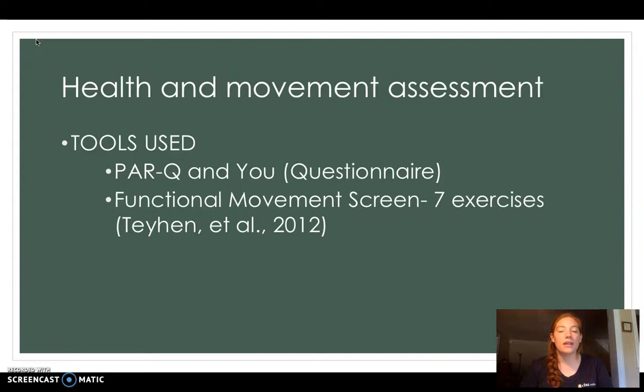There are also many of these exercises that are done on both sides. For example, the hurdle step. You're stepping over with your right foot and with your left foot at different times. They're going to take the lowest score as that person's score to see that that's a place that they need to improve upon.